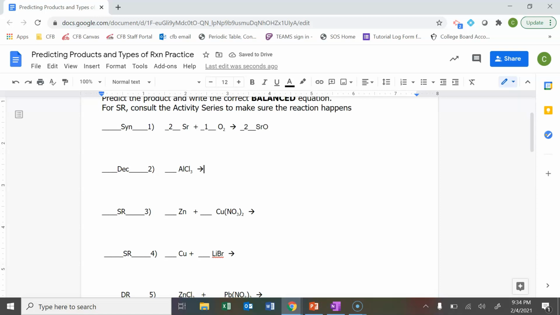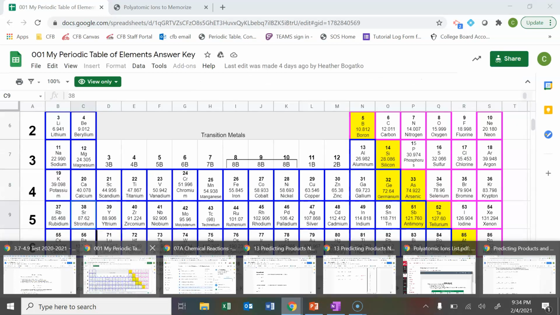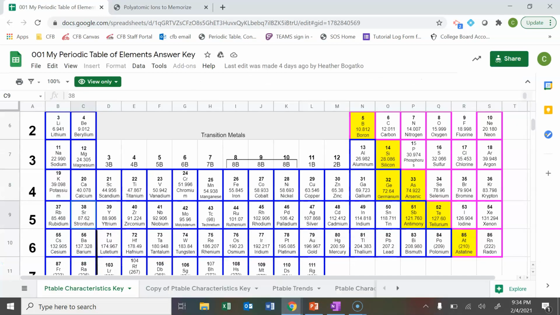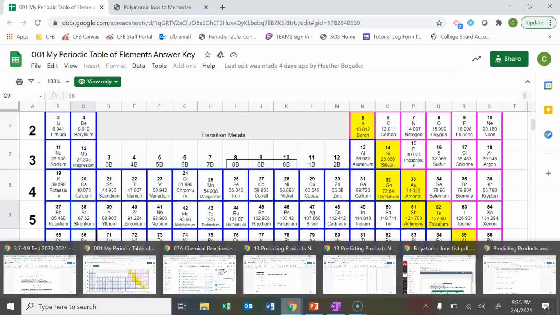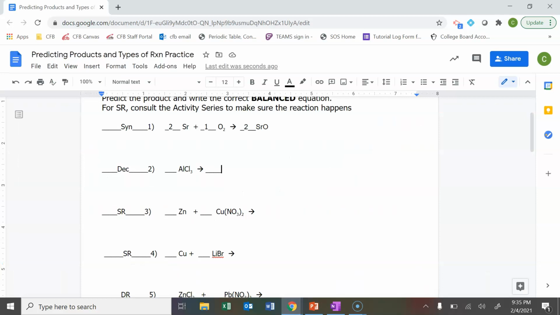All right, this one's breaking apart. It's decomposition, so we've got elements involved. Anytime you have elements, you always check to see if any of the elements are in the 7, if they're diatomic. So I have aluminum, which is not diatomic, and then chlorine. Chlorine is in our 7, so it is a diatomic element. So I have aluminum plus chlorine, and again it's diatomic, so we'll make it Cl2.